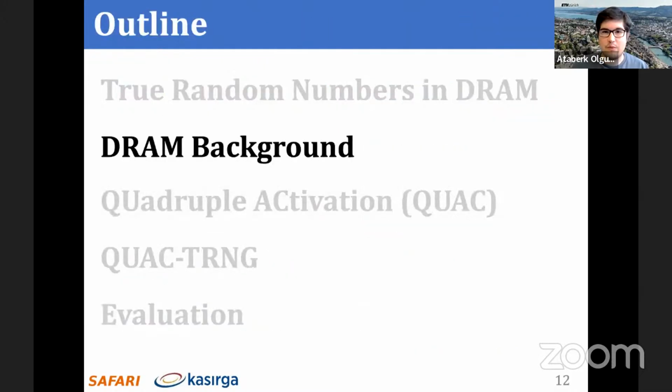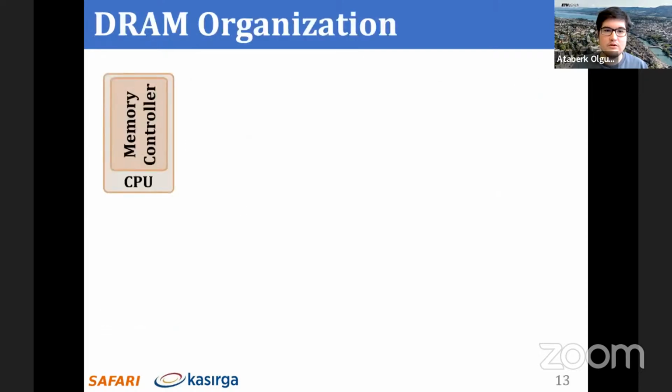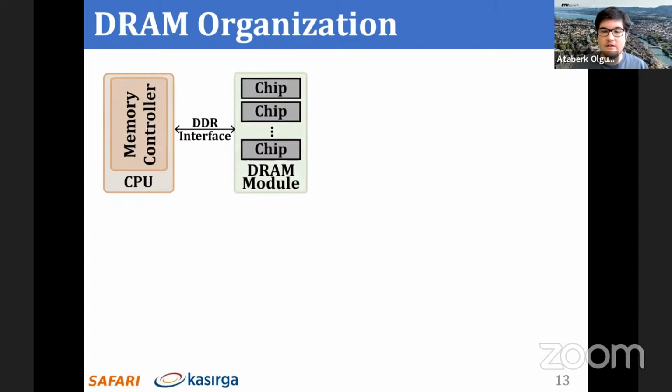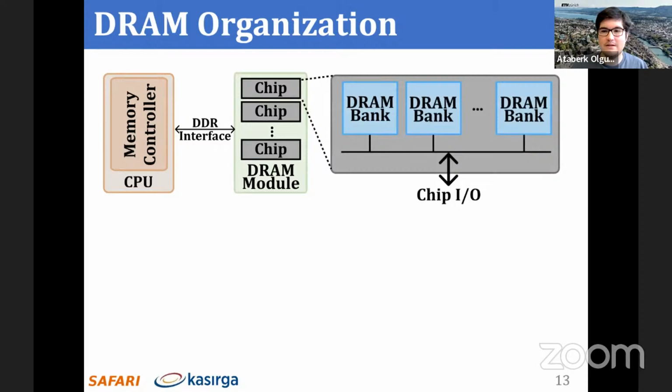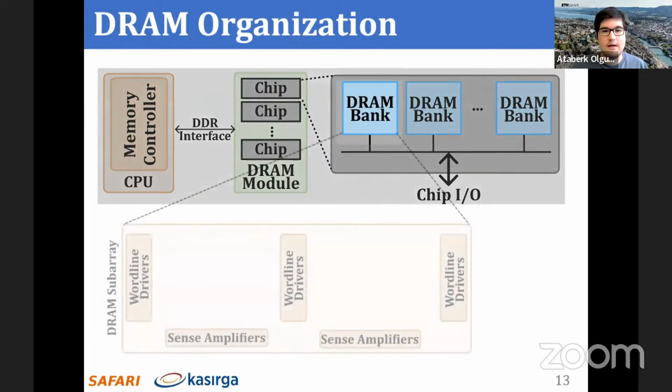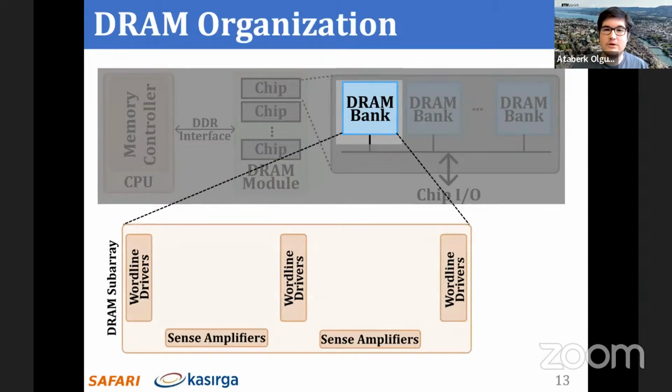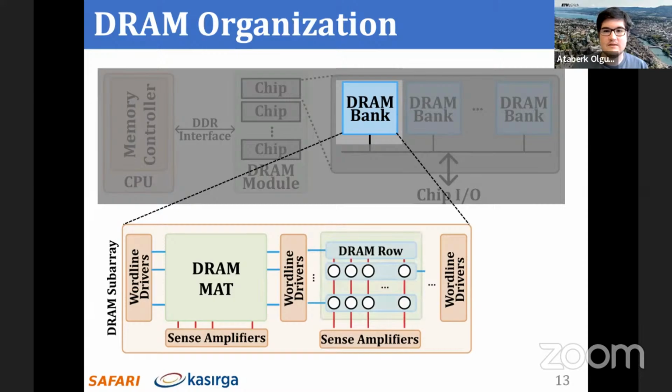So I'll now go over the relevant background on DRAM organization. A processor's memory controller communicates with a set of DRAM chips within a DRAM module through a memory channel, and each DRAM chip contains multiple banks that share a common I/O. DRAM banks are organized into subarrays that consist of a set of wordline drivers and sense amplifiers. Subarrays are further partitioned into DRAM mats, which are collections of DRAM cells that are separated from each other by wordline drivers. DRAM cells are laid out onto a two-dimensional array of wordlines and bitlines within a DRAM mat, and a row of DRAM cells is essentially a DRAM row.